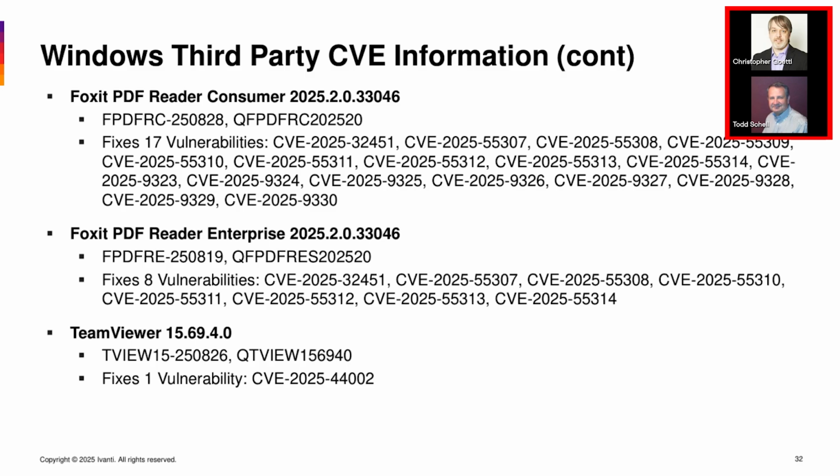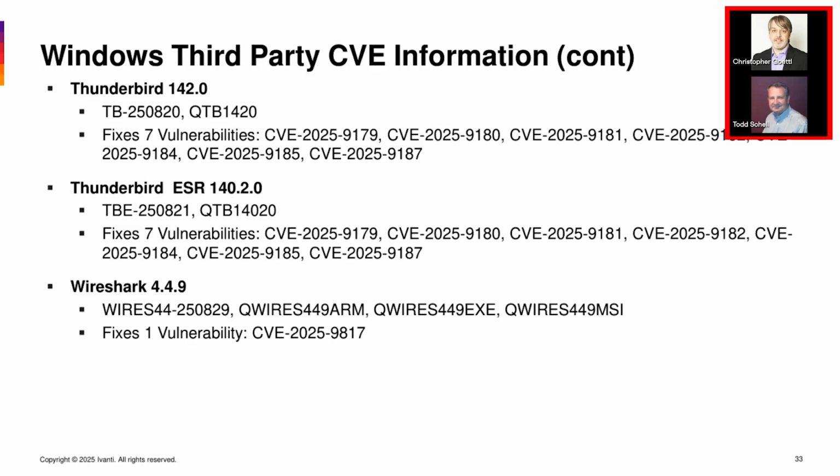We saw a number of updates, 17 vulnerabilities addressed in Foxit PDF Reader consumer version, if you are using that. And there's also an enterprise version, obviously, and they addressed 8 vulnerabilities this month. This was back on 8/19. We did see a TeamViewer update, 1 vulnerability there. And on the mail side from Mozilla, we did see the Thunderbird updates for 142 and the ESR version. And if you're a Wireshark user out there troubleshooting problems, there was an update for version 4.49.